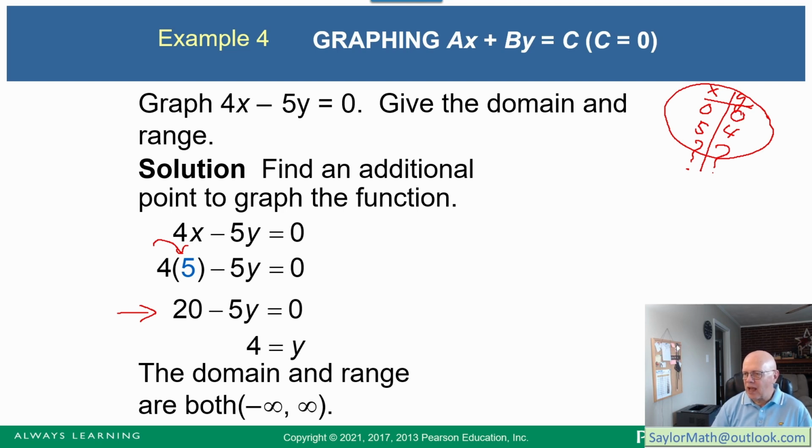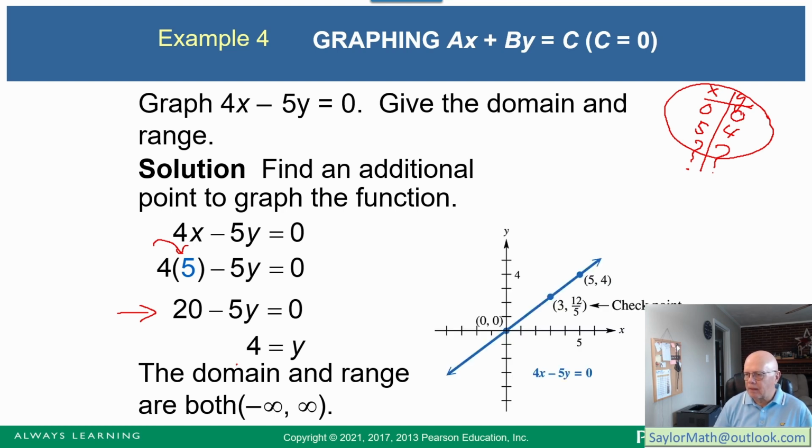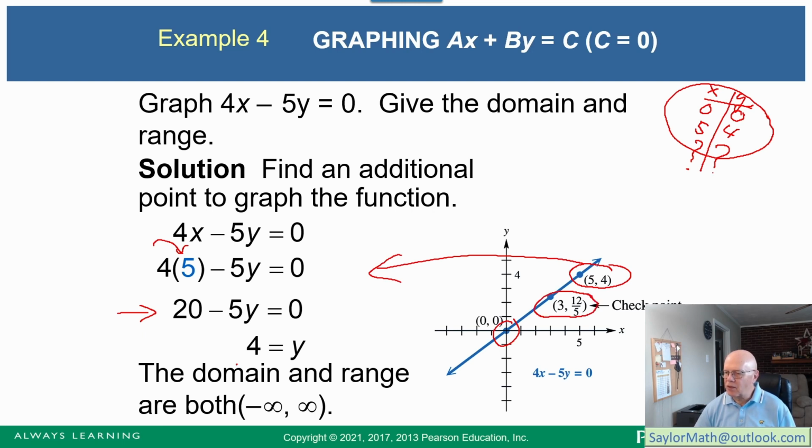The domain and range, as with linear functions, are both all real numbers. And there's your graph. So there's 0, 0. There's 5, 4 that we found here. And it's a good idea to check with another one. Put 3 in for x. Find out what the y value is using that equation. And you've got a third point. If they line up, connect the dots with a nice straight line.